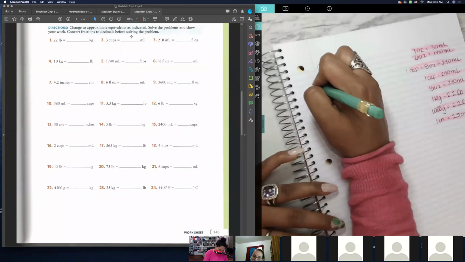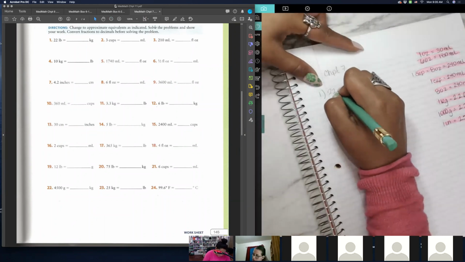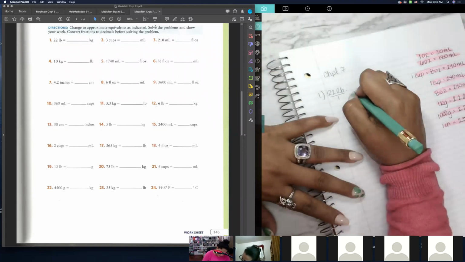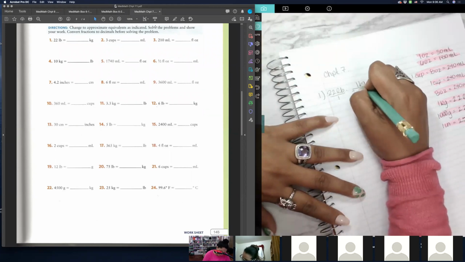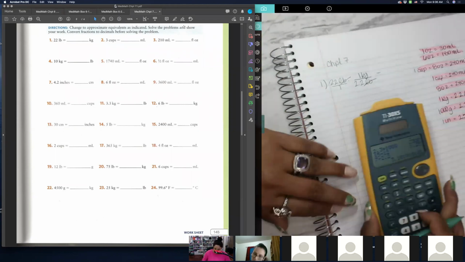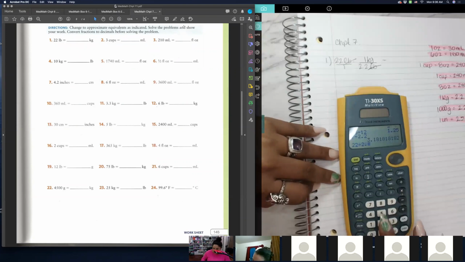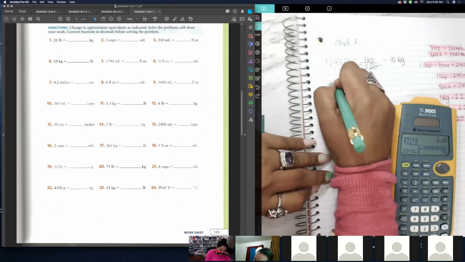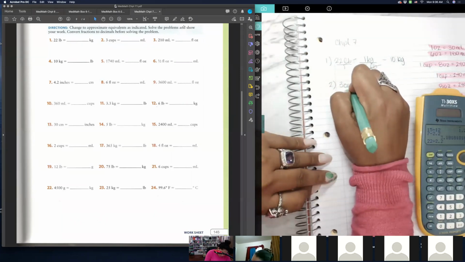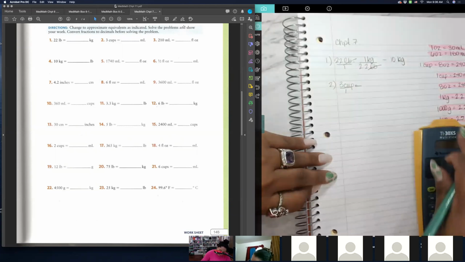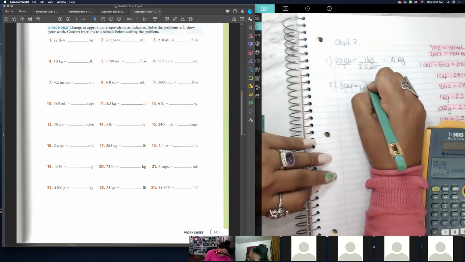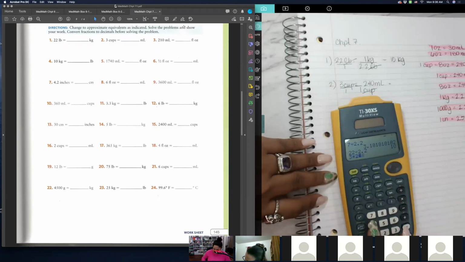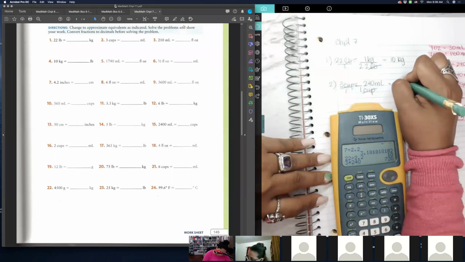Okay, so number 1 is 22 pounds. We know 2.2 pounds are equal to 1 kilogram. So cancel our units, and then we're just going to take 22 divided by 2.2, and that's going to give me 10 kilograms. All right, number 2 is 3 cups to milliliters, and I know 1 cup is equal to 240 milliliters. My units cancel, and I take 3 times 240, and that's going to equal 720 milliliters.